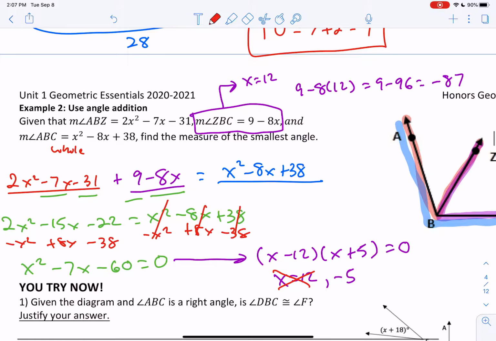Now, if I come back up here and I try negative 5 instead, you'll find as you do this, I plug it in, negative 8 times negative 5 is going to be positive 40. I get 9 plus 40, which gives me 49 degrees. That works. I can also plug it back into ABZ and find that one, and I can plug it into ABC as well, and you'll see that all of those examples will be positive. So make sure we check our answers, because especially when I do quadratics, you're going to get two solutions, but both solutions don't always work.